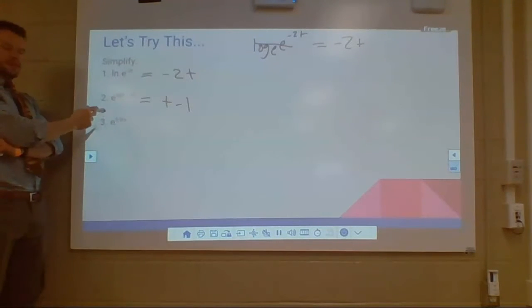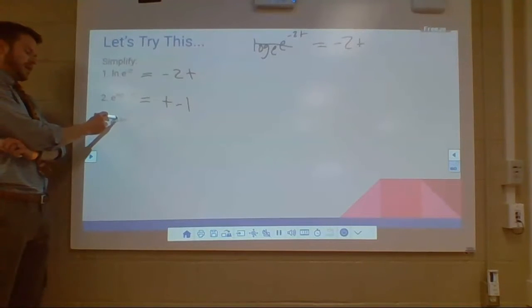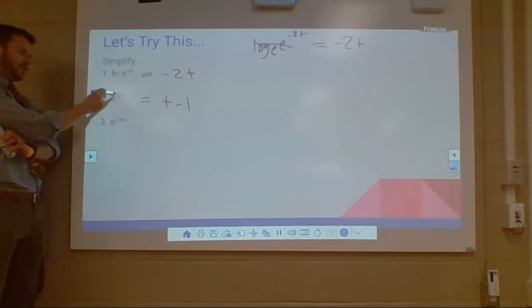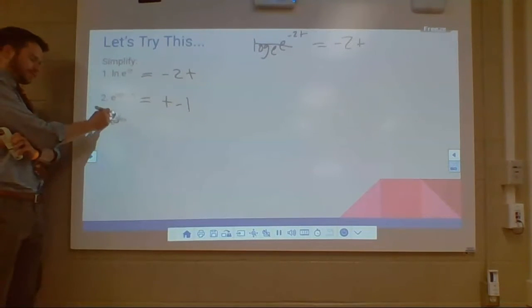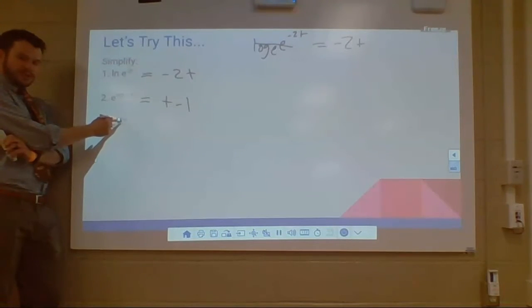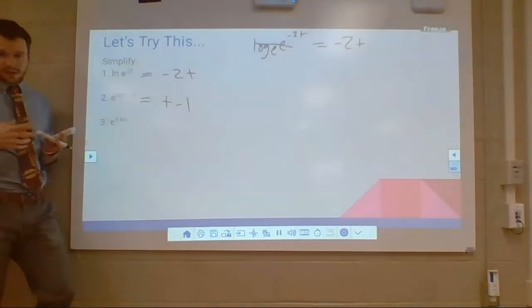And number 3, this one's going to be a little bit different. We've got e raised to the 5 ln x, or natural log of x. So we got that 5 in the way. We didn't have a number in between the e and the natural log before. But this 5 right here is in the way. We need to get rid of it. Well, remember, this is a logarithm. This is the natural logarithm. So it has all the properties of any logarithm.